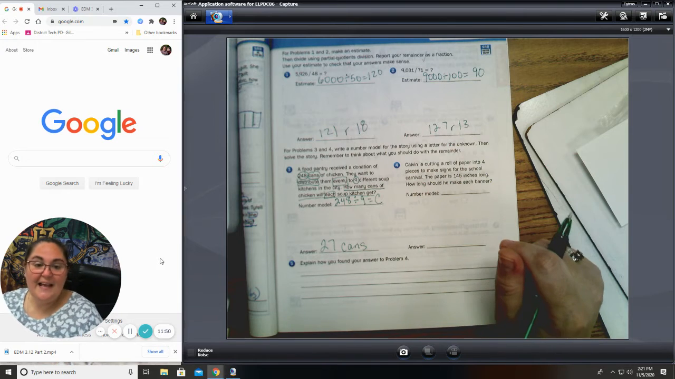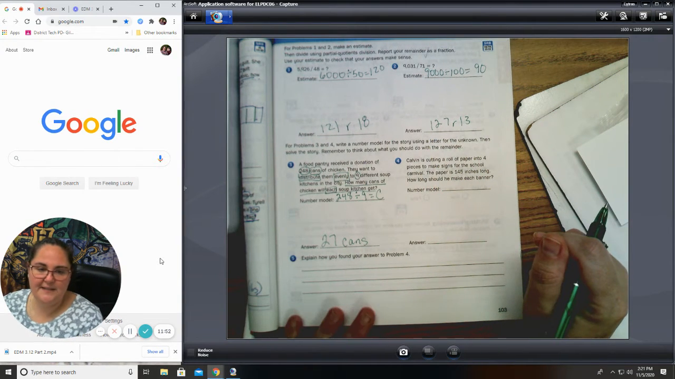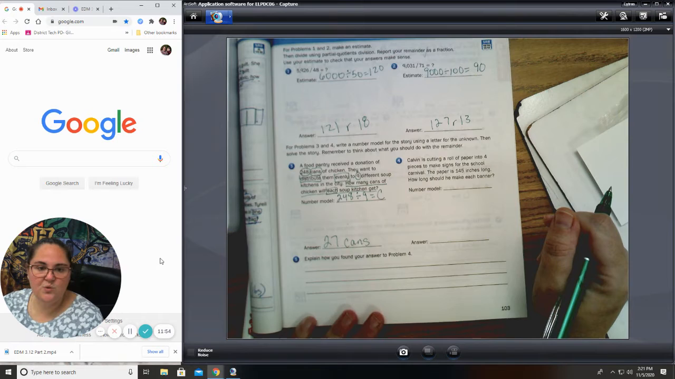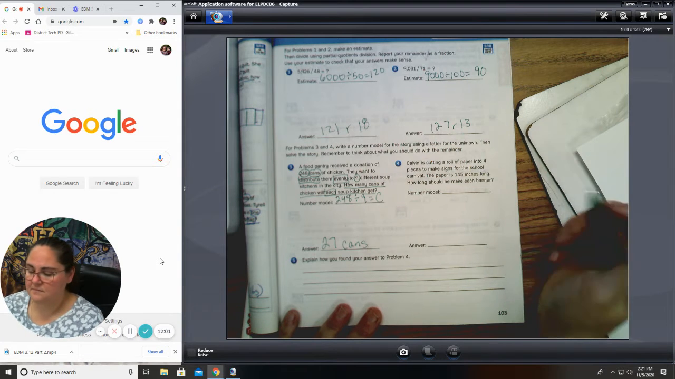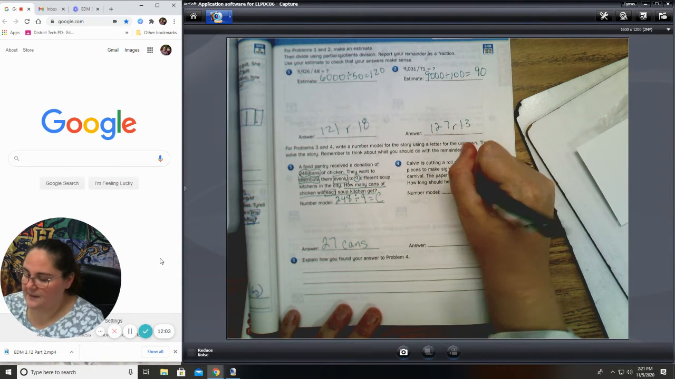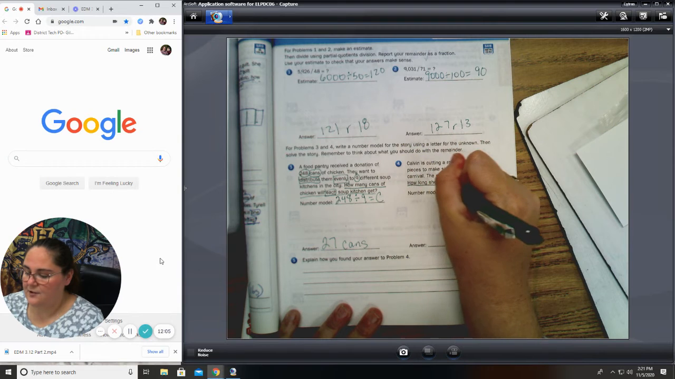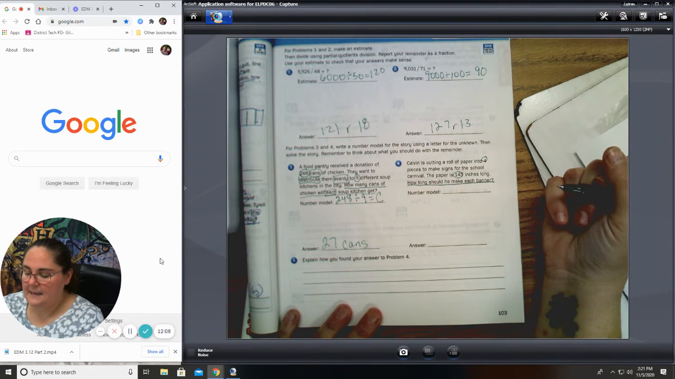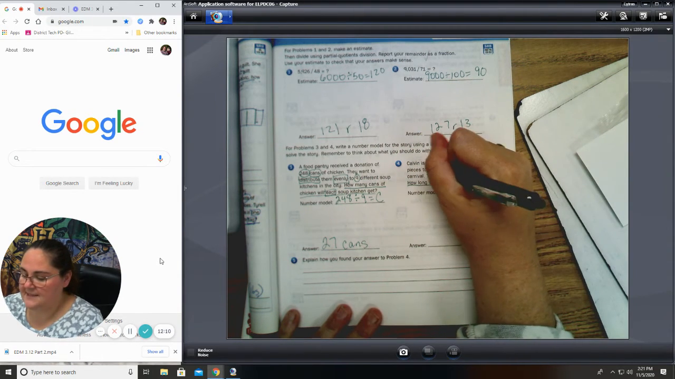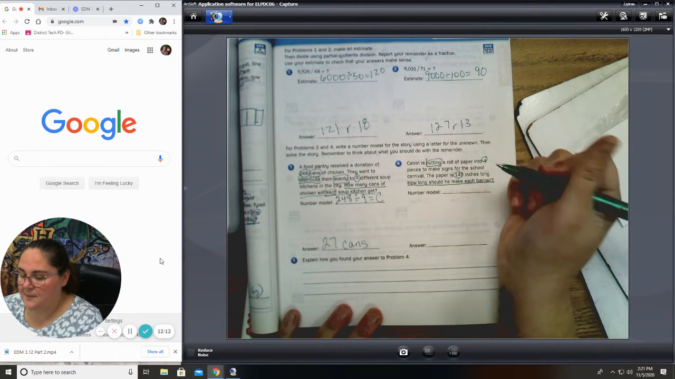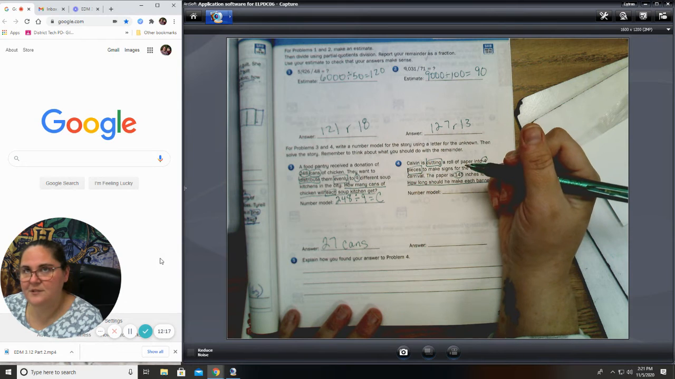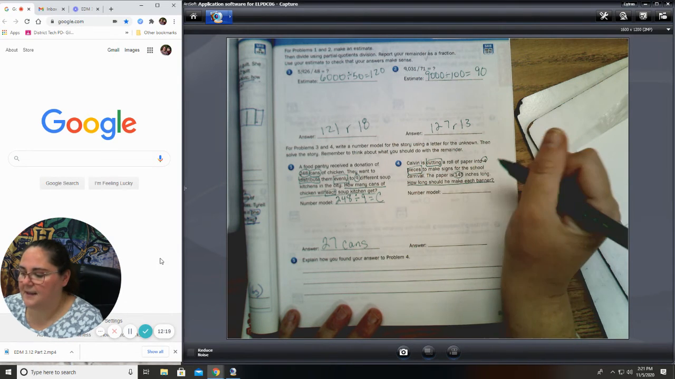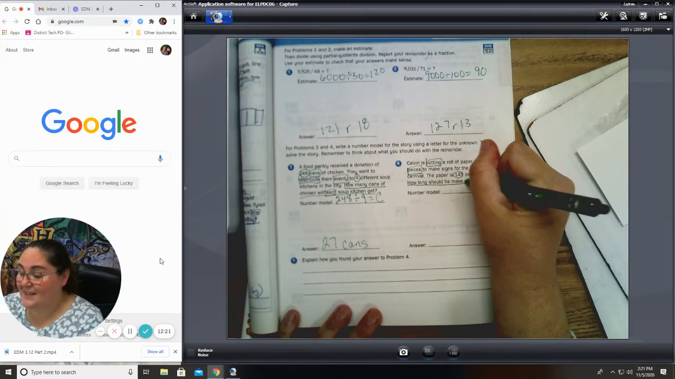All right, number 4. Calvin is cutting a roll of paper into 4 pieces to make signs for the school carnival. The paper is 145 inches long. How long should he make each banner? Circle important numbers. Underline the question. Box in keywords. All right, he's cutting it up to make pieces. All right, how long should each one be?